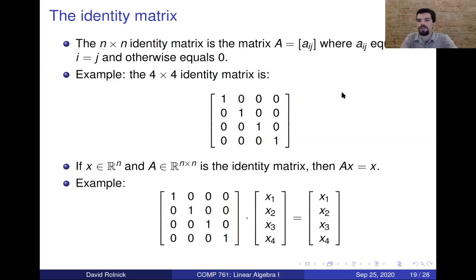Now, you can see this by example. If you multiply this vector by this matrix, the dot product of the first row with this vector is just picking out the first entry of the vector. The second row is going to pick out the second entry of the vector. The third row is going to pick out the third entry, and the fourth row is going to pick out the fourth entry. So each of these dot products is going to take exactly one entry of the vector, and that will give you this ultimate vector at the end.